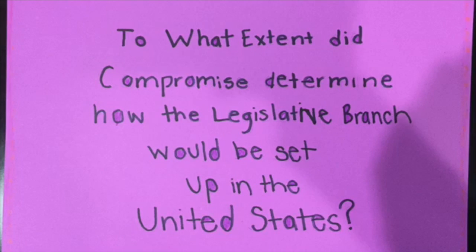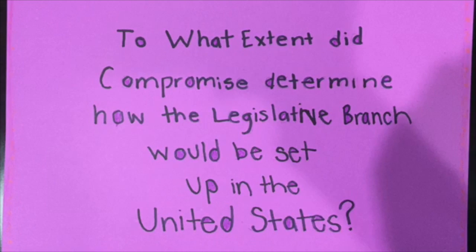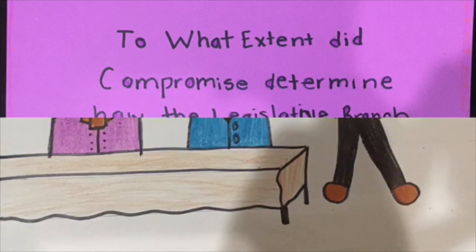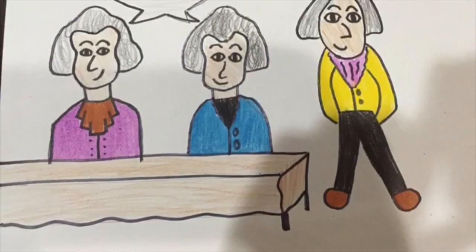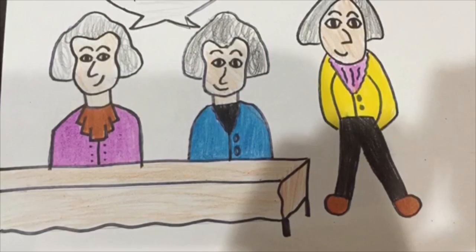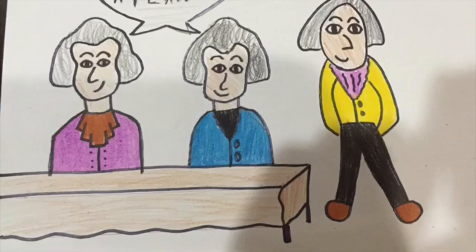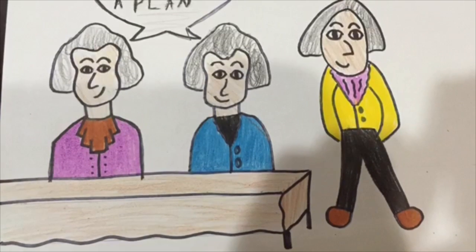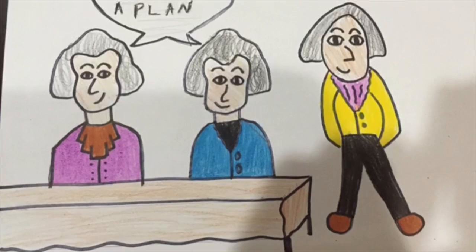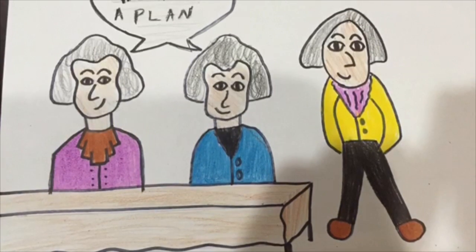To what extent did compromise determine how the legislative branch would be set up in the United States? George Washington and the Virginia delegates worked on a plan for government while waiting for the other delegates. Edmund Randolph and James Madison introduced the Virginia Plan. It would consist of three branches: legislative, executive, and judicial.